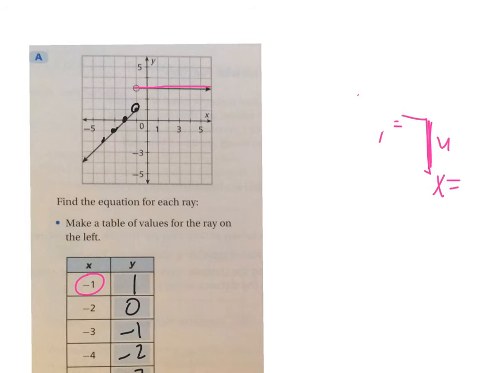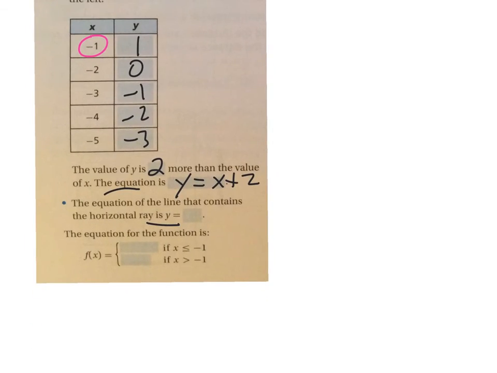So let me get rid of this. And in this case, this y equals, notice it's y is equal to 3. And that's what we're going to put down below. So let's go down here, and it says the equation of the line that contains a horizontal ray is y is equal to 3. And we're going to put both of these right here. So if you notice, look at the restrictions. X is less than or equal to -1, and then x is greater than -1.